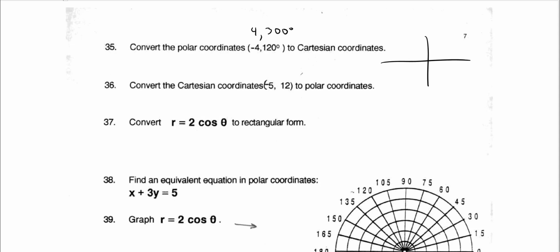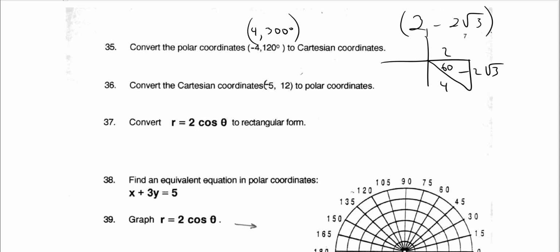I just think that's much easier to deal with because then you're down here and this is 4 and the reference angle is 60. Across from the 30 is 2, and across from the 60 is 2 root 3, and it's negative here, so that's your coordinate. It's 2 comma negative 2 root 3. Much easier when you draw a picture.